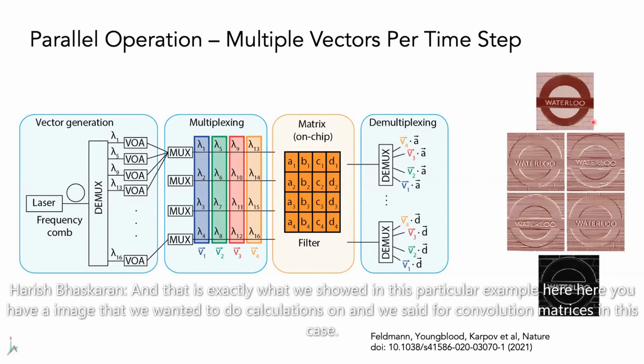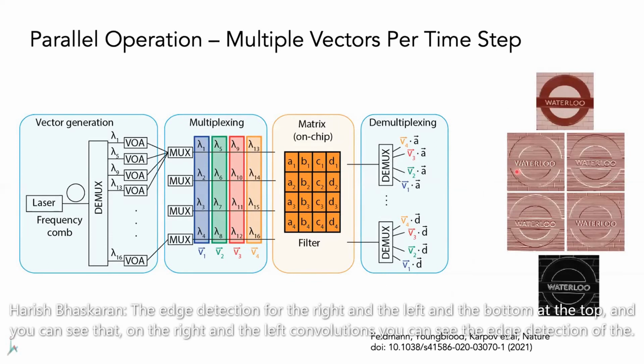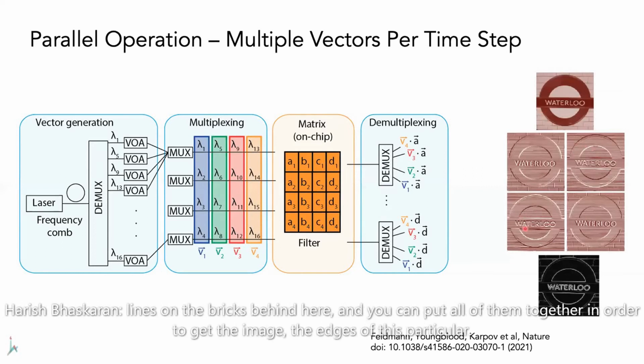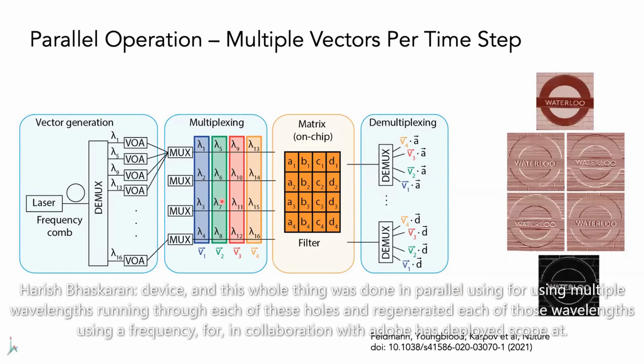Here you have an image that we wanted to do convolutions on, and we sent 4 convolution matrices. In this case, the edge detection for the right and the left and the bottom and the top. And you can see that on the right and the left convolutions, you can see the edge detections of the vertical lines on the bricks. And on the top and the bottom, you see the edge detections of the horizontal lines on the bricks behind here. And you can put all of them together in order to get the total image, the edges of this particular device. And this whole thing was done in parallel using multiple wavelengths running through each of these rows.